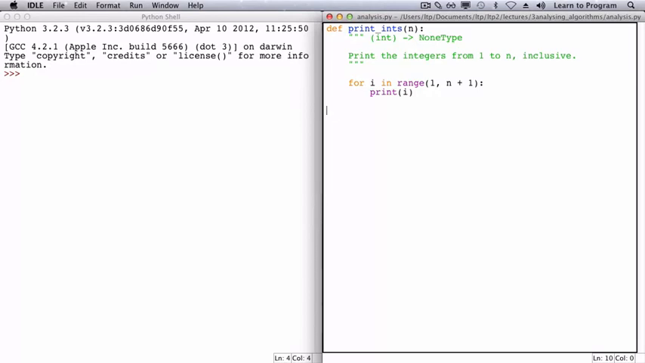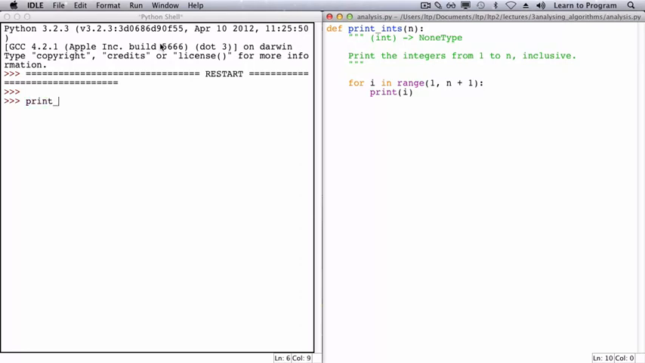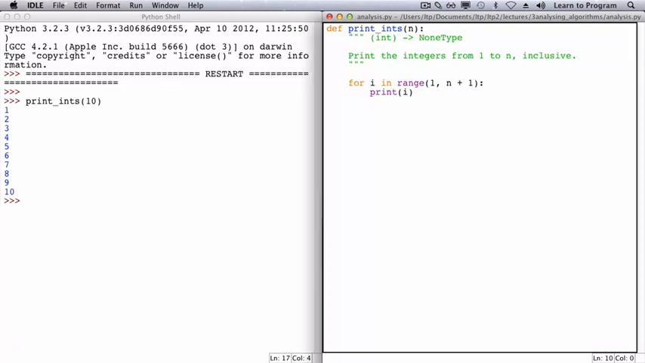The first function that we'll analyze is print_int. This function prints the integers from 1 up to n inclusive. Let's call this function. We'll run the module and call print_int with an argument of 10. In this case, the print function is called 10 times. That is, the for loop iterates 10 times.